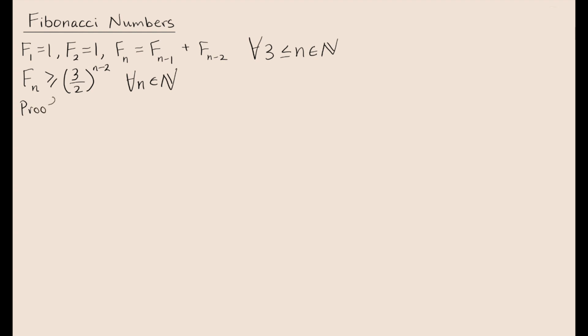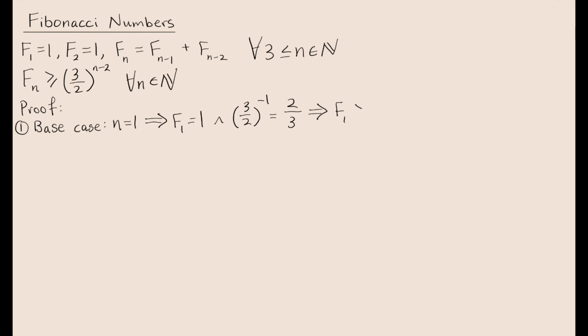Proof. Number 1, we have to establish the base case again. N equals 1. This implies that f1 is equal to 1 and 3 over 2 to the exponent of 1 minus 2, which is negative 1. So we get 2 over 3. So this implies that f1 being 1 is greater than or equal to 2 over 3. Okay? So this implies that the base case holds.